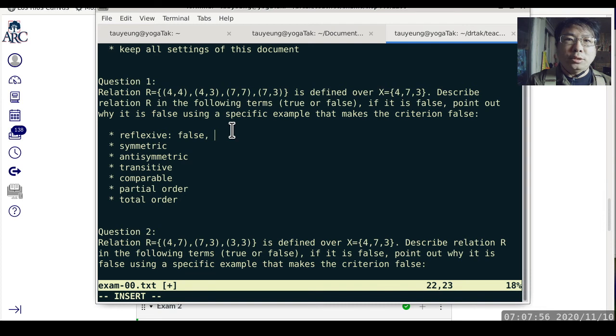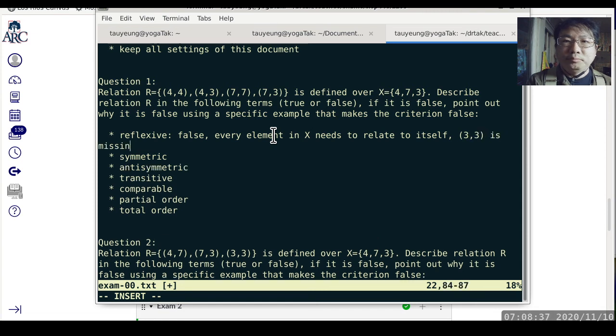It has to show me that there's an understanding of what reflexive means, and in addition, a concrete example based on this question that makes this particular R not reflexive. So in this case, I can say every element needs to relate to itself. And I can make it even more clear: every element in X needs to relate to itself. And now we say, okay, 4, 4 is okay, 7, 7 is okay, but 3, 3 is missing. So we'll say 3, 3 is missing. And that's basically what I'm looking for: an explanation, and also telling me why this particular R is not reflexive.